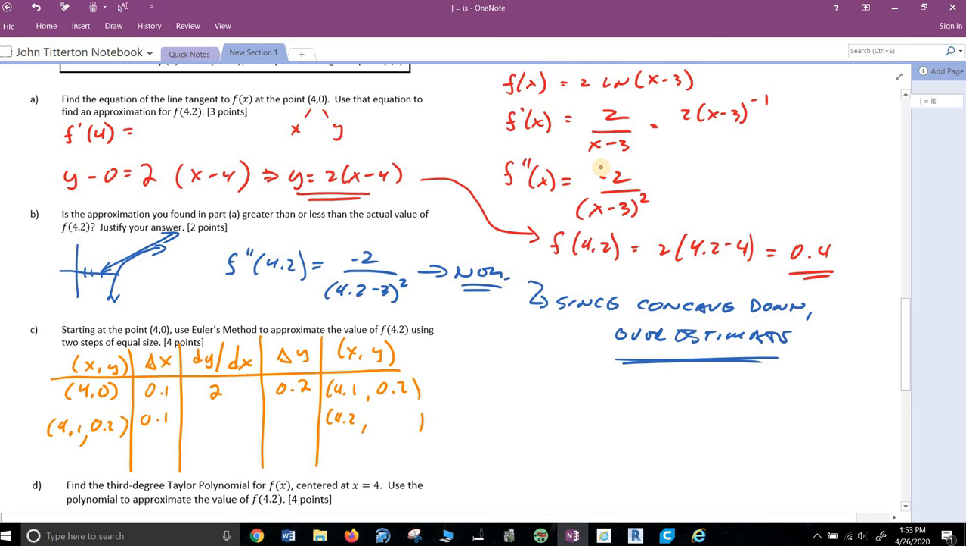Now we have 4.1. 2 over 4.1 minus 3 is 2 over 1.1. I did the math already, but hey, why mess with it? 2 over 1.1. Done. Why go crazy? Multiply these two together, and you will get 2/11ths, if I'm not mistaken. Yeah. I don't know. How'd you get that?